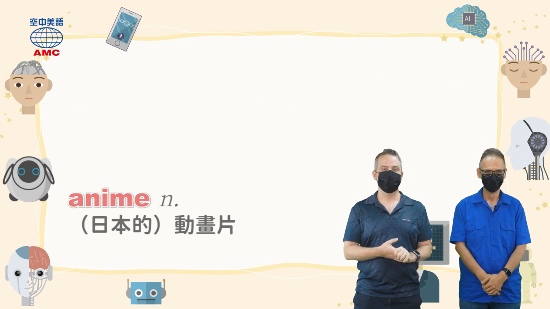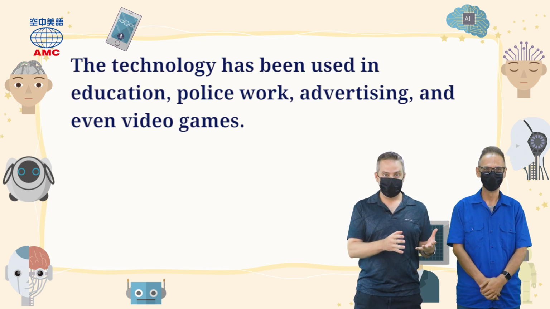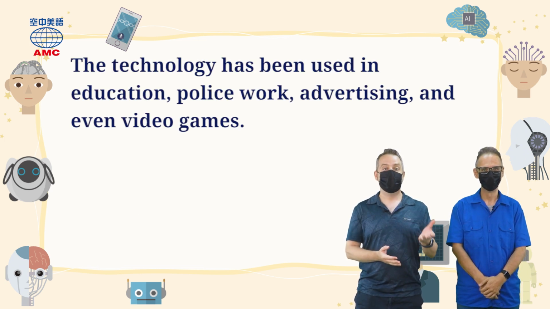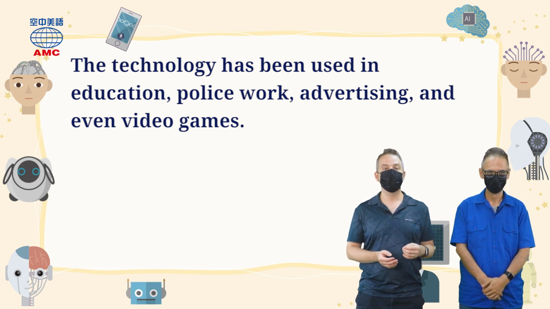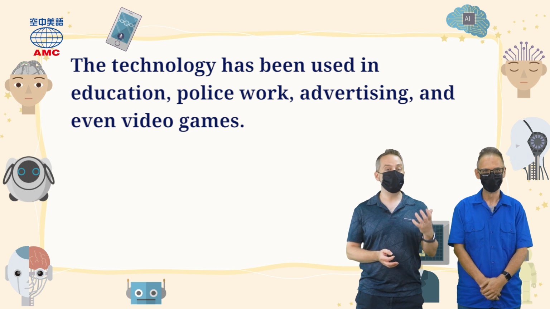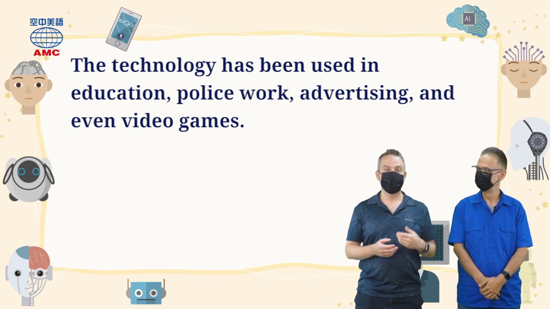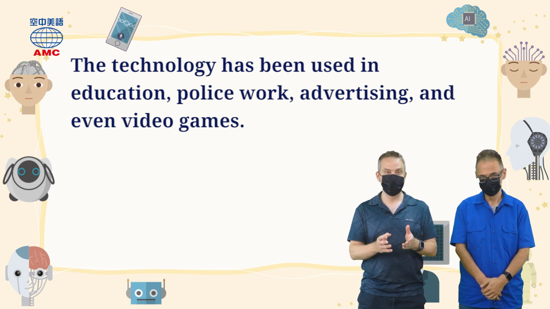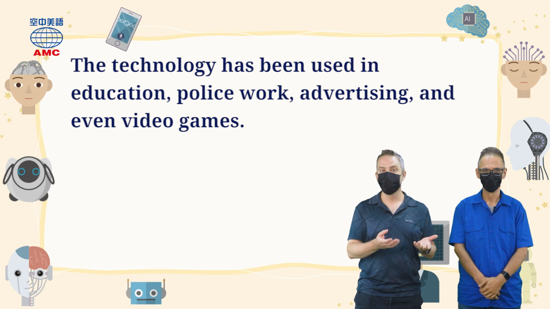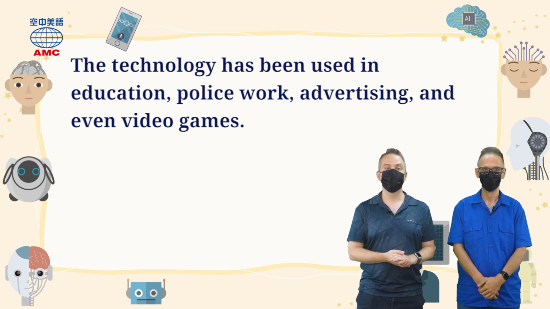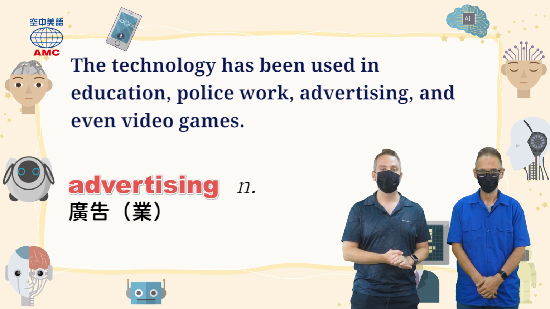Okay, that's interesting. So the article continues and says, the same technology has been used in education, police work, advertising, and even video games. So there's another use of the present perfect, "has been used." Of course, it's in the passive voice there, so we don't talk about who's doing it. So one of the things we mention is advertising. So let's explain that right now.